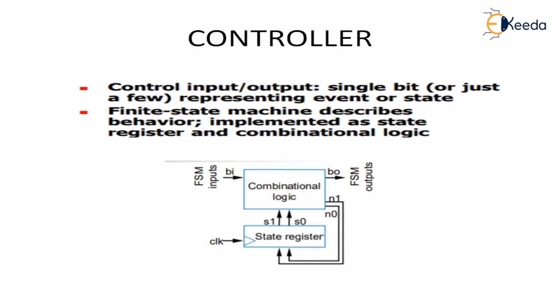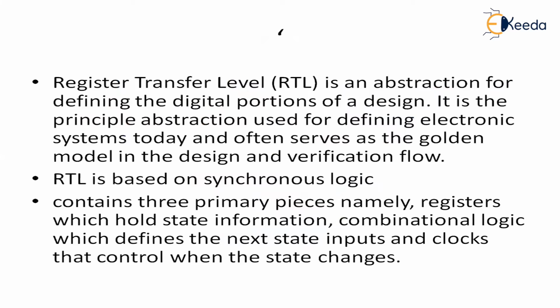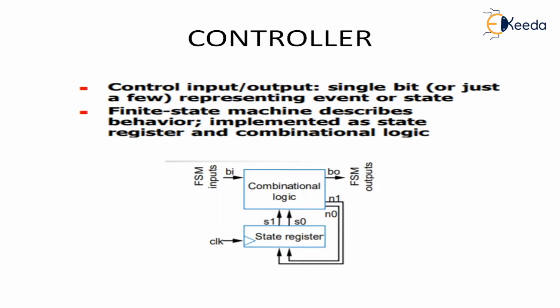I told you that your RTL will have three pieces: a controller, or I can call it a clock, then a register and combinational logic. We shall move on with the controller first. So what is a controller? A controller is a device for controlling certain operations, and for controlling, I will need certain inputs and outputs.